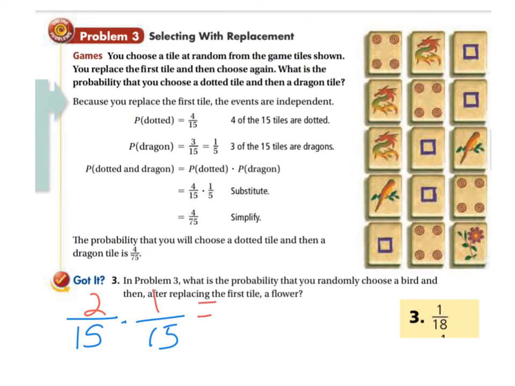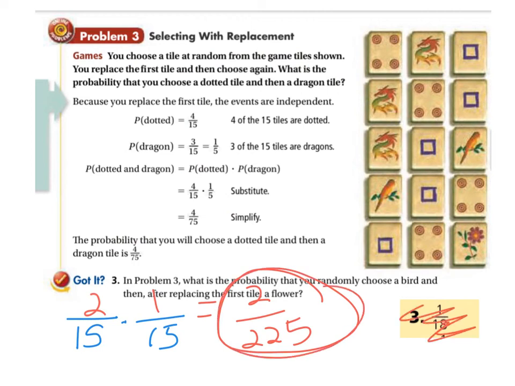So 1 times 2 is 2. 15 times 15 is 225. Hey, that's the answer they tried to give us in the last one. I think they had those answer keys backwards. So that's not right. So 2 out of 225. Again, with replacing, the denominator stays the same the second time.